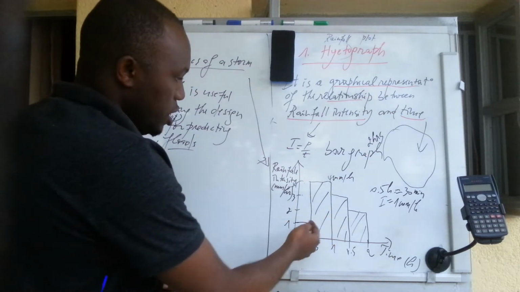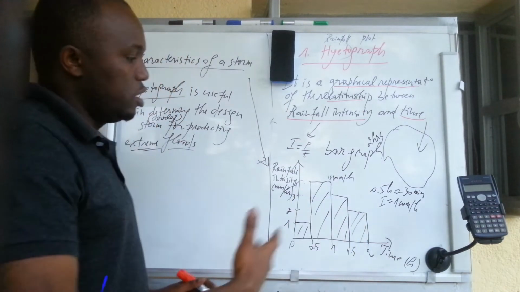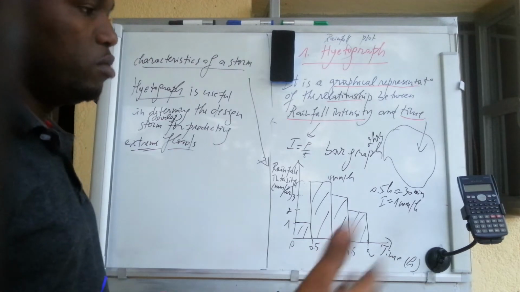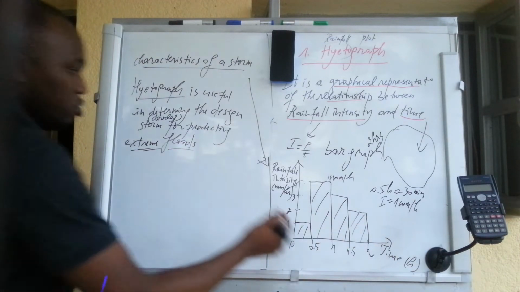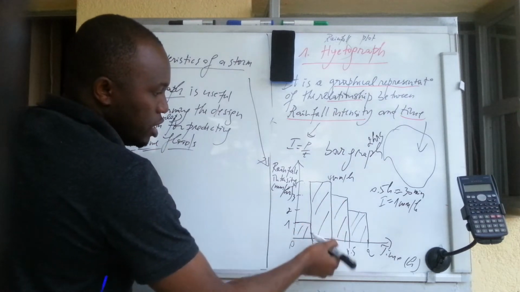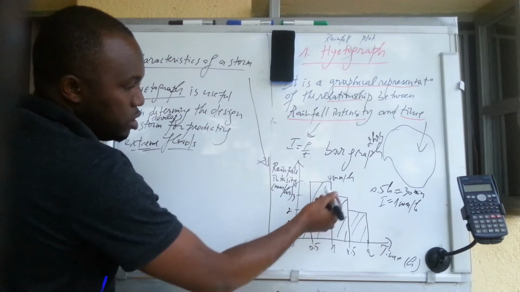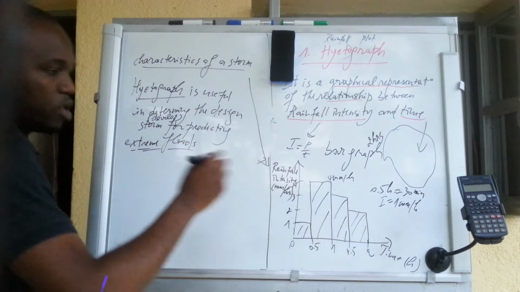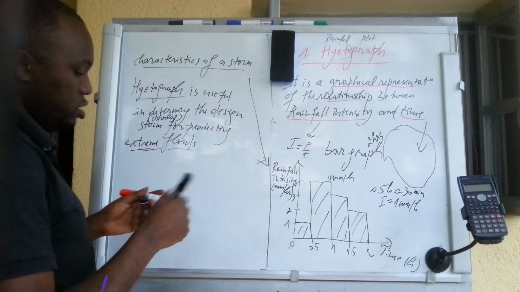Remember that the area under the hyetograph provides the total rainfall received by an area in a given period. So meaning what? The area of this, the area of this, the area of this, if you sum up this area, you get the total rainfall received by a given catchment in a given period.